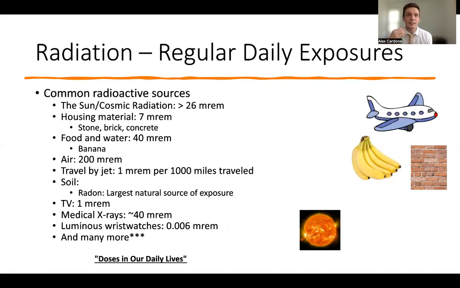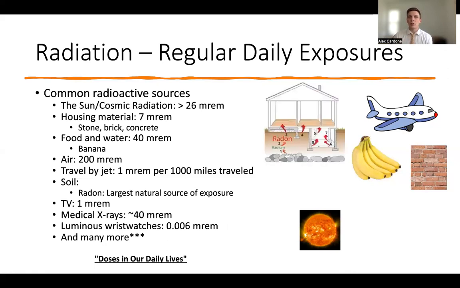Additional to that is just the general air around us, roughly about 200 millirem. And if you travel by jet, it's estimated that you're exposed to 1 millirem of further cosmic radiation per 1,000 miles traveled. So if you travel from here to the other side of the world, I don't know the exact mileage, but you may be exposed to maybe another 7 or 8 millirem. And then the soil itself can further add to it.